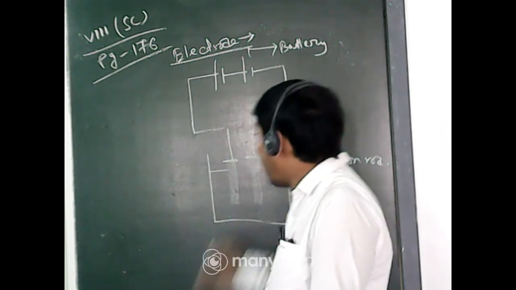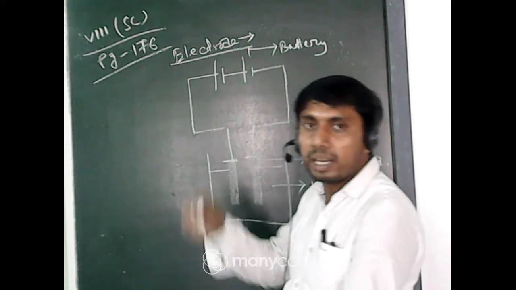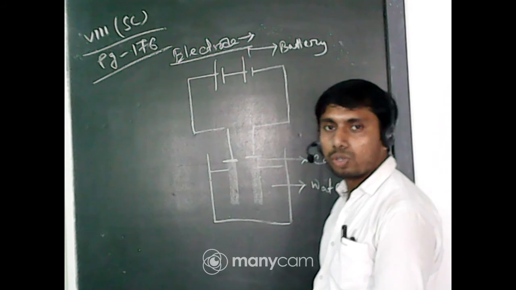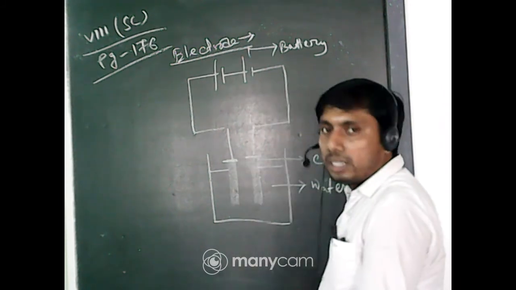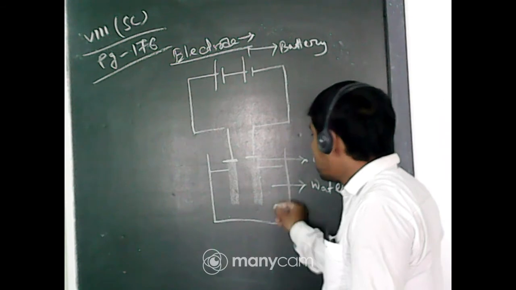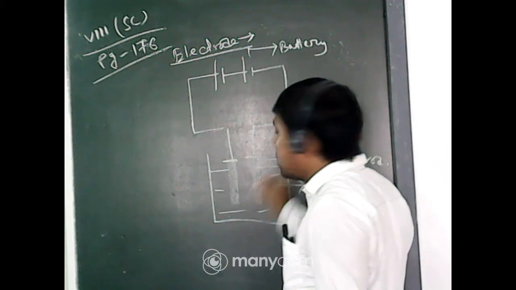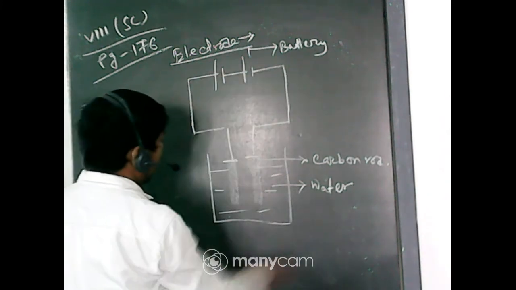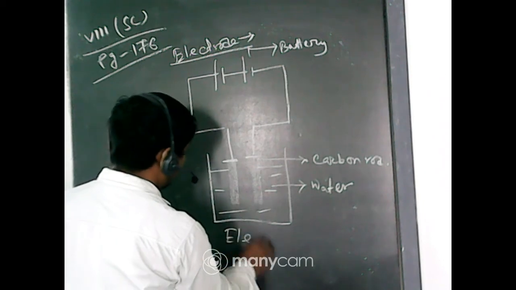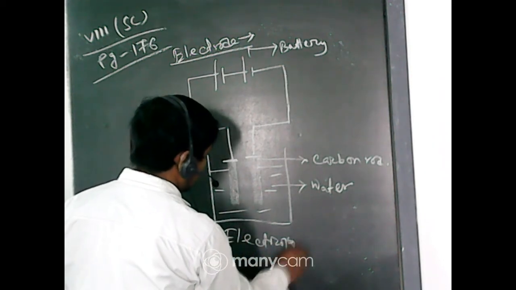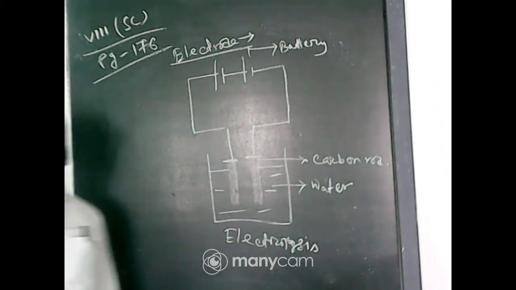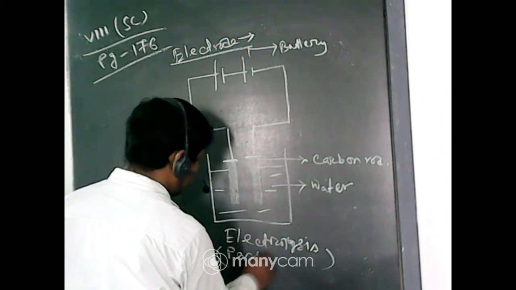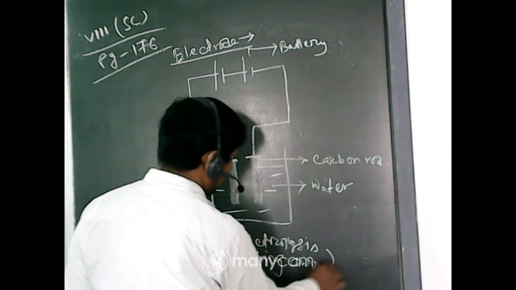So here carbon works as an electrode. Any metal rod, such as copper or iron, can also work as an electrode. So the electrode is the material by which the electric current is passed into the solution. This is used in the process of electrolysis, and this diagram shows the process of electrolysis. In your book it is given as passing current through water.